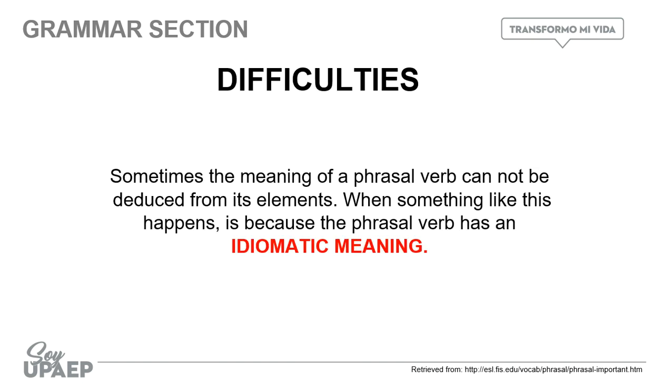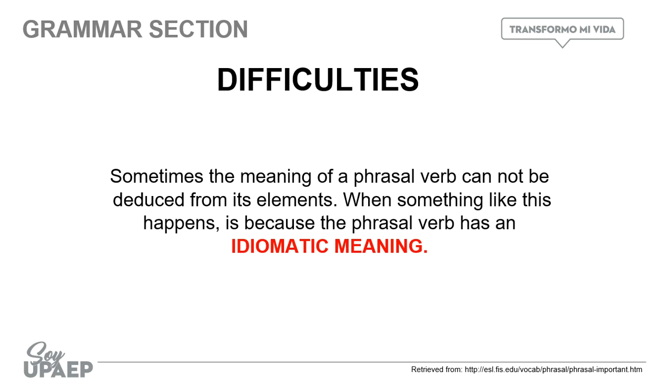What are some difficulties? Sometimes the phrasal verbs are difficult because the meaning cannot be deduced from its elements, right? When something like this happens, it's because the phrasal verb has an idiomatic meaning. There are phrasal verbs that have literal meanings, and there are phrasal verbs that have idiomatic meanings. Literal meaning is like, for example, stand up, right? So the words mean what they mean.